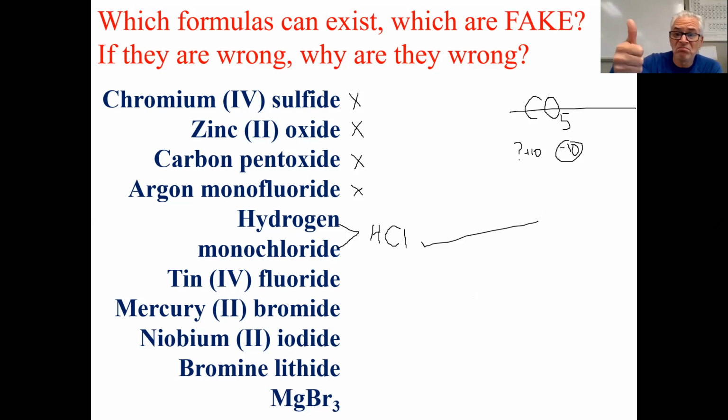That's a good one. Thumbs up. HCl is a molecular compound. You put it in water, it turns into acid. Tin, Roman numeral 4 fluoride. What the heck? Tin is Sn, element number 50.